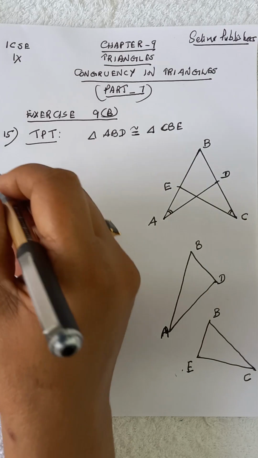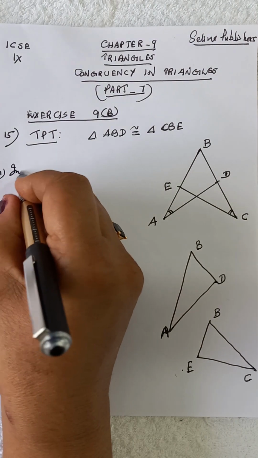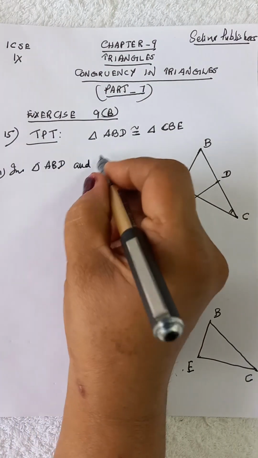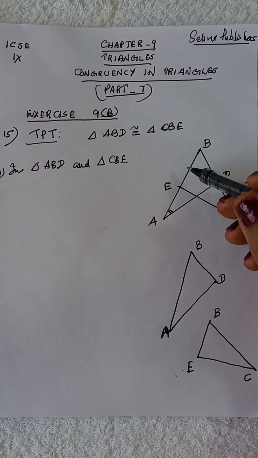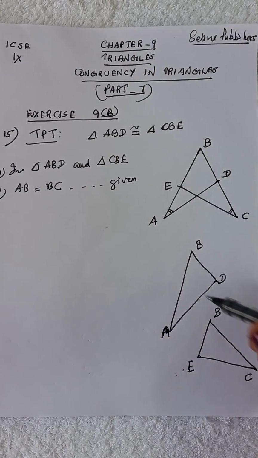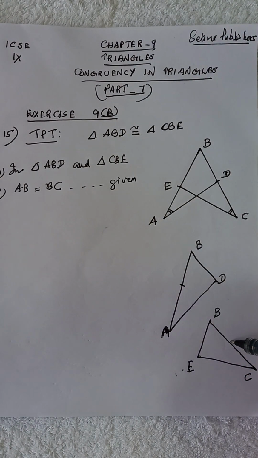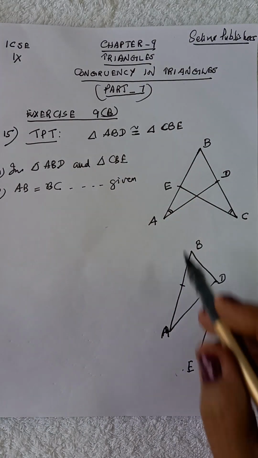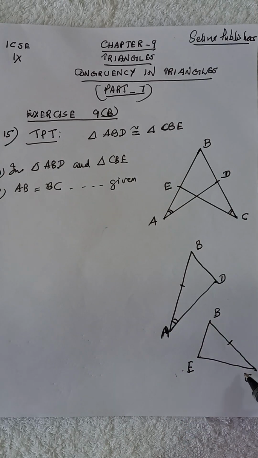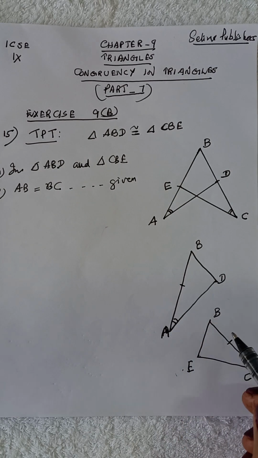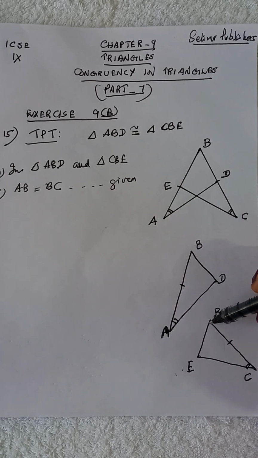We can write the first point in triangle ABD and triangle CBE. We are given AB is equal to BC, that is, this AB is equal to BC. Now angle A is equal to angle C, that is also given in the question. So angle A is equal to angle C. So we got two parts. One more part we want. Now what about this angle B, which is common to both the triangles?